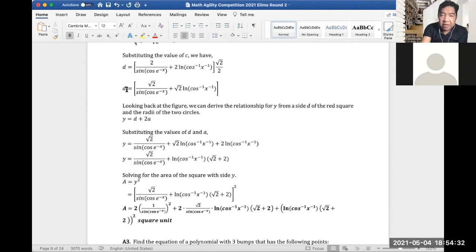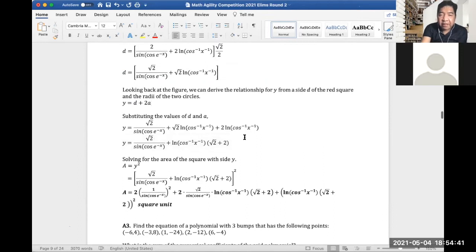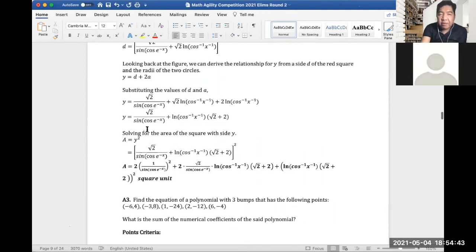So our Y would have the value of D, which we already computed, plus 2A, the radius of the two circles. So substituting, we will get Y equals square root of 2 divided by sine of cosine of e to the negative x, plus ln of cosine inverse x inverse quantity square root of 2 plus 2, which is this one, right?